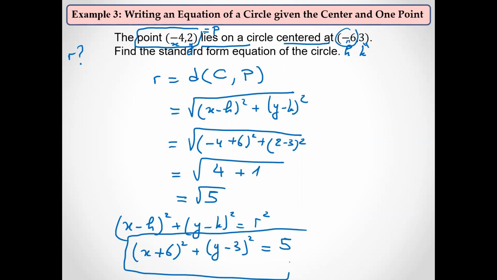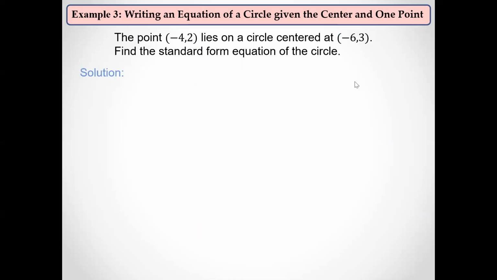This is the equation of our circle. Okay. This is the first method. There is a second method, let's say. In that we write the equation, the standard form. We replace what we know and we calculate the missing parts.